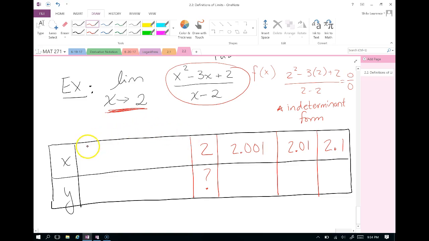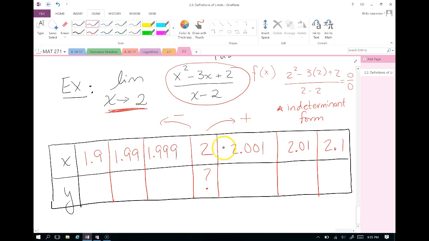And then we're going to do the same in the other direction. So here I added. This way I'm going to subtract. So now if I subtract a tenth from 2, I get 1.9. If I subtract a hundredth, I get 1.99. And if I subtract a thousandth, I get 1.999.